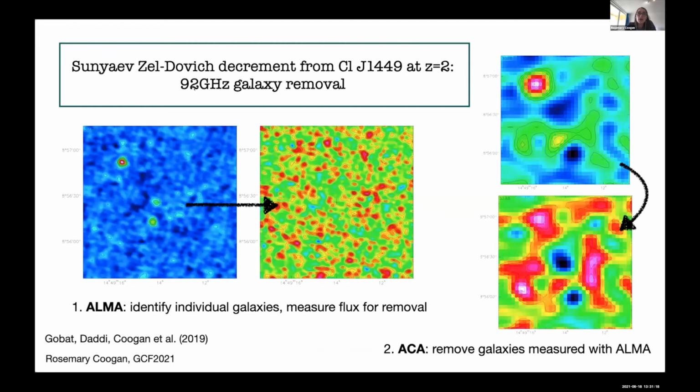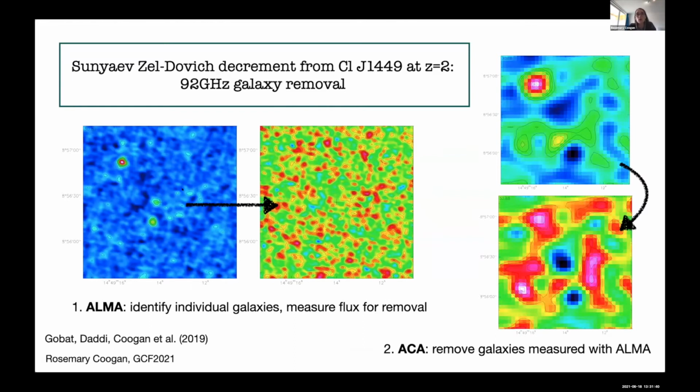So we're working at 92 gigahertz here. We're looking essentially for a negative flux, an SZ decrement. And we've seen that we have lots of highly star-forming galaxies in the cluster. And these are going to be emitting positively in the submillimeter and filling up that decrement, making the SZ impossible to detect. So our first step is to get rid of this positive flux.